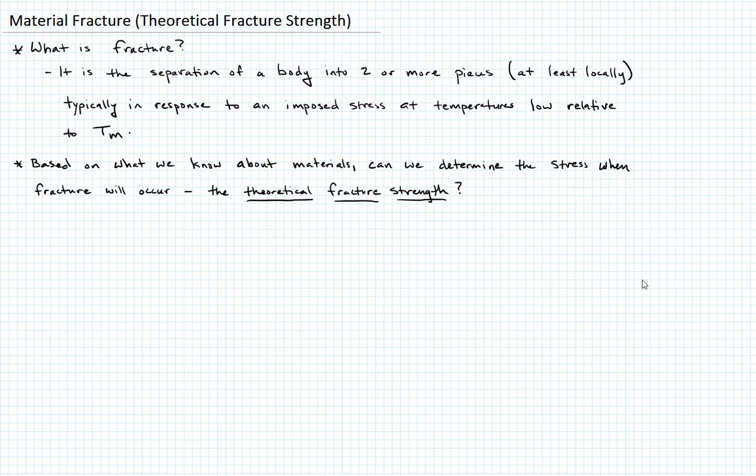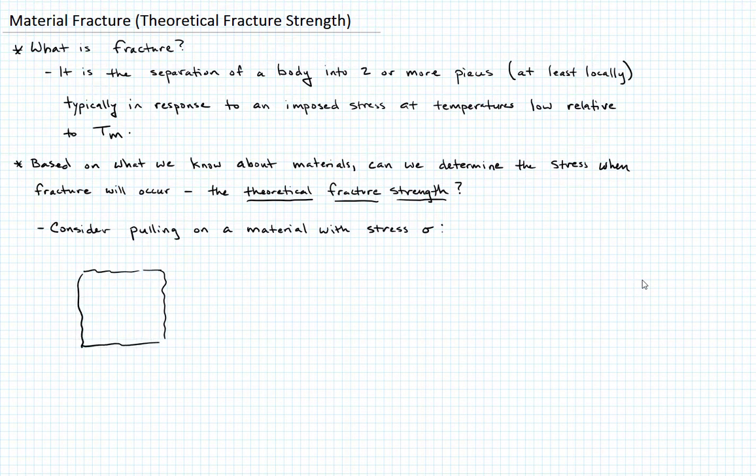For this calculation, we're going to ignore the atomic processes that are involved, and we're just going to consider the beginning and the ending state. So let's consider pulling a material with some stress sigma. Okay, let's draw a picture of that. We might have some material here. It doesn't matter what kind of material. We're going to pull on it with some stress sigma.